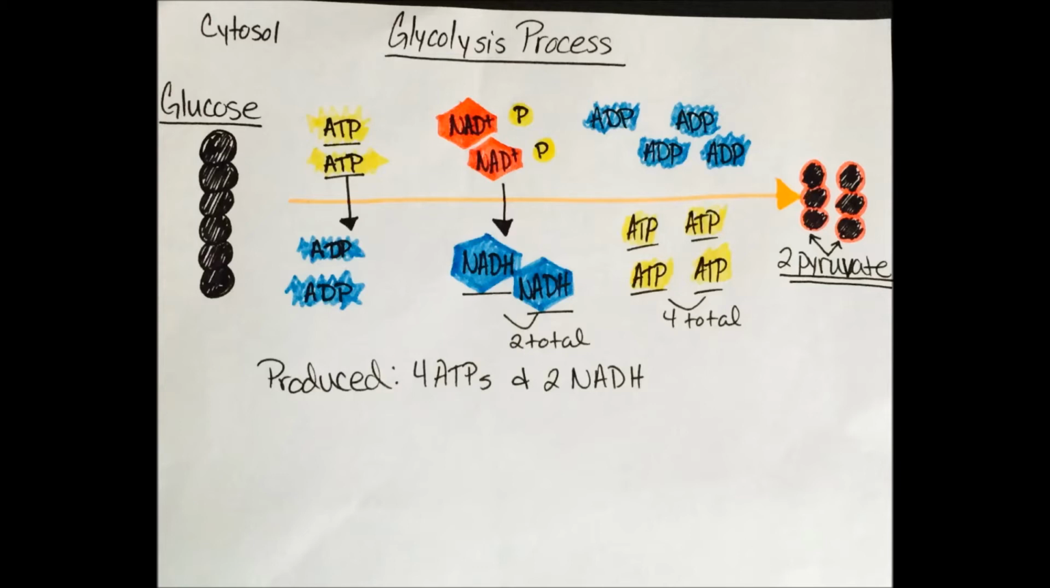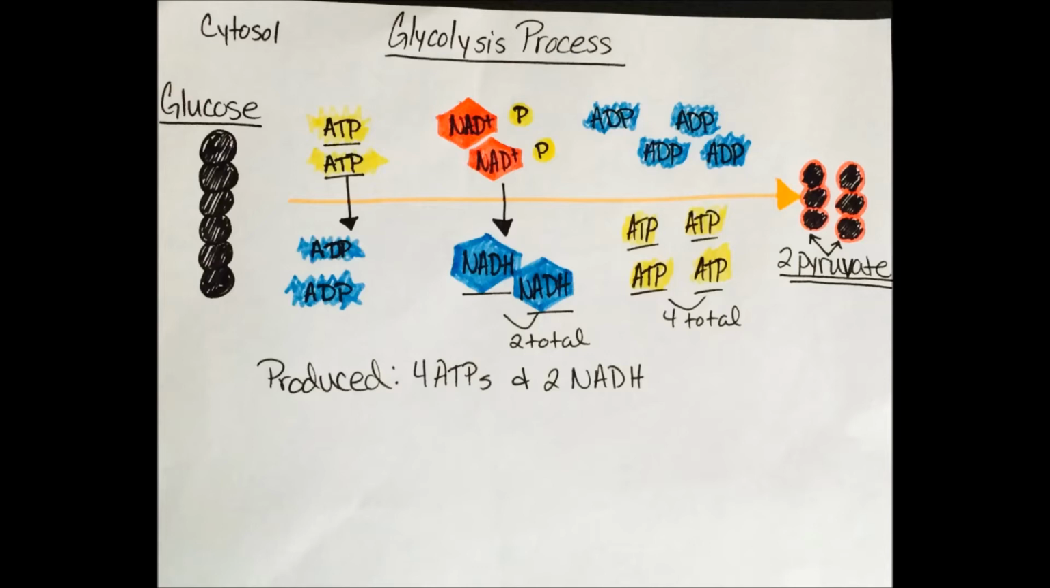Glucose is broken down into 2 PGALs, also known as phosphoglyceraldehyde. This requires 2 ATPs. Then the 2 PGALs are converted to 2 pyruvates. This creates 4 ATPs and 2 NADHs.